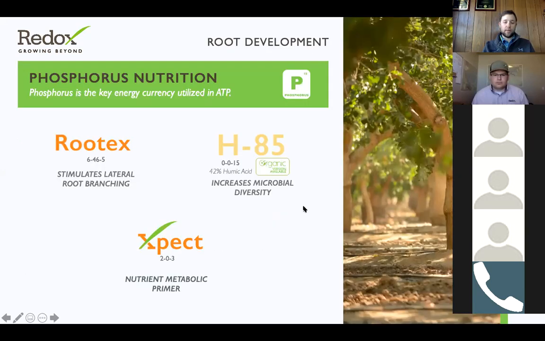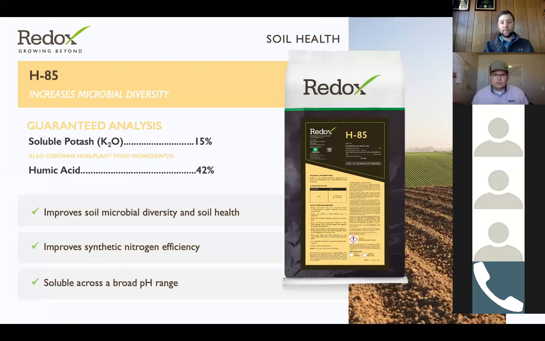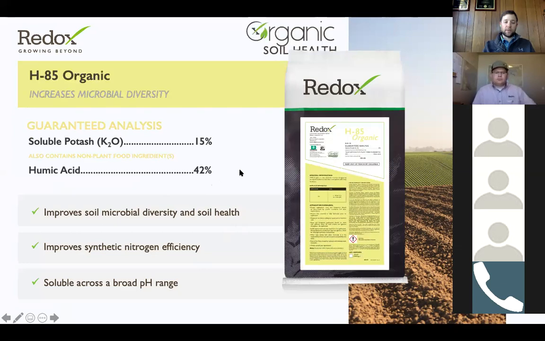So I wanted to highlight 3 Redox products that I think are relevant in the discussion of phosphorus nutrition of the plant, and not all of them are actually phosphorus inputs. The first is H85, a humic acid based product. It increases microbial diversity. It has 85% soluble carbon, improves soil microbial diversity and health. It also can improve nitrogen inputs as well as phosphorus, and it's soluble across a broad range of pHs. We also have an organic version of this that's also on the market.